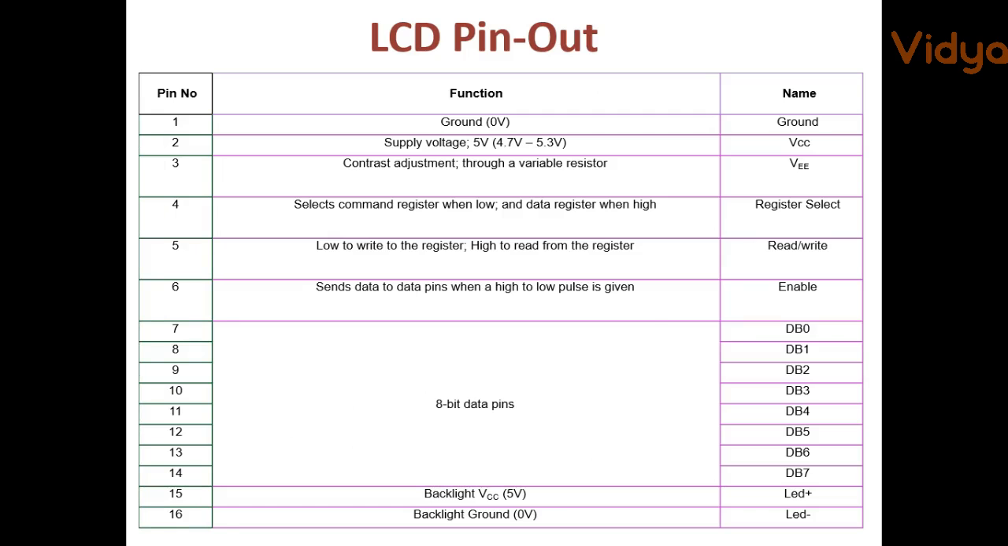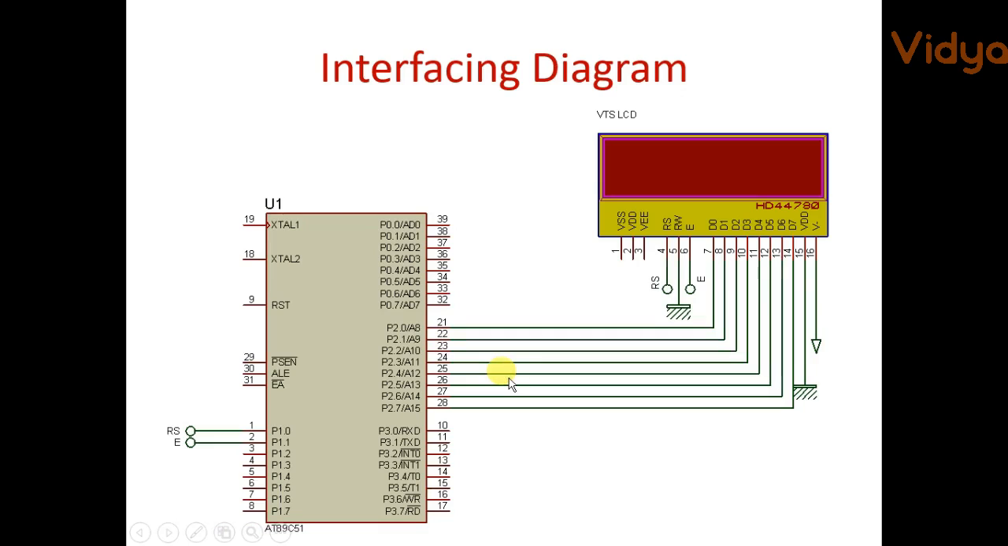This is the pin out as we discussed right now. Pin number 1 is ground, pin number 2 is VCC, pin number 3 is contrast adjustment, pin number 4 selects the command register when low and selects the data register when high. Pin number 5 is low to write to the register and high to read from the register; we always keep it connected to low. Pin number 6, enable, sends data to the pins when a high to low pulse is given. Pins number 7 to 14 are DB0 to DB7, the 8-bit data pins, and 15 and 16 are the backlight pins.